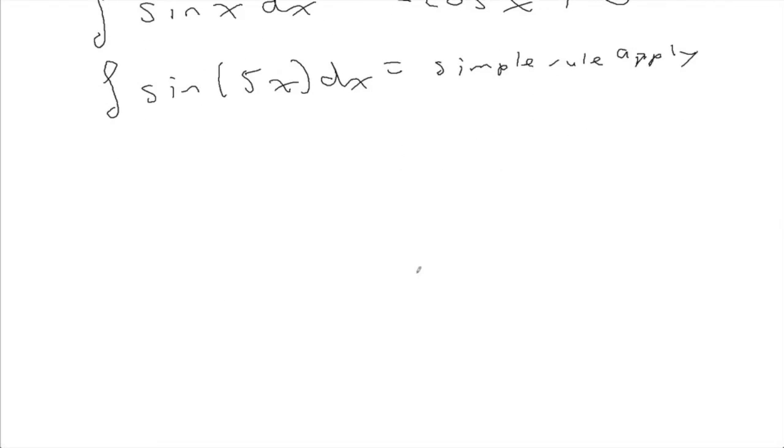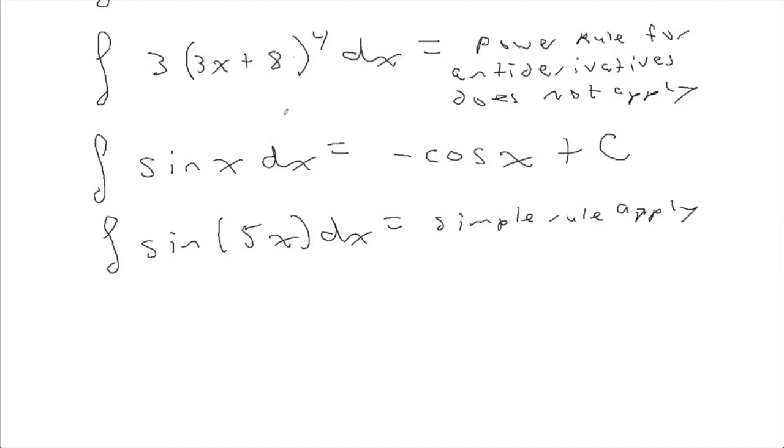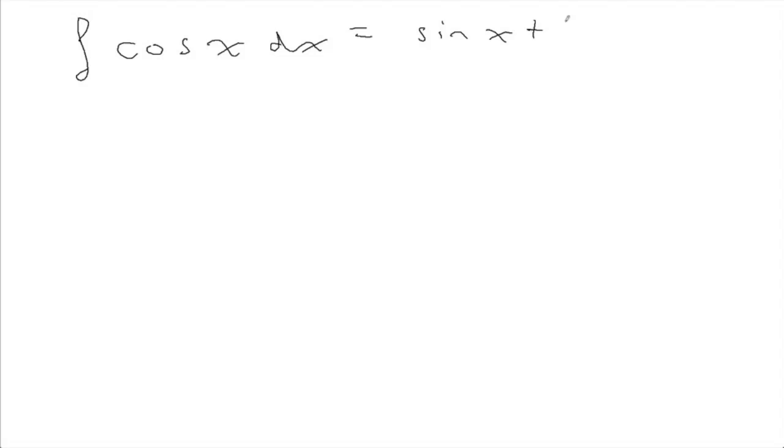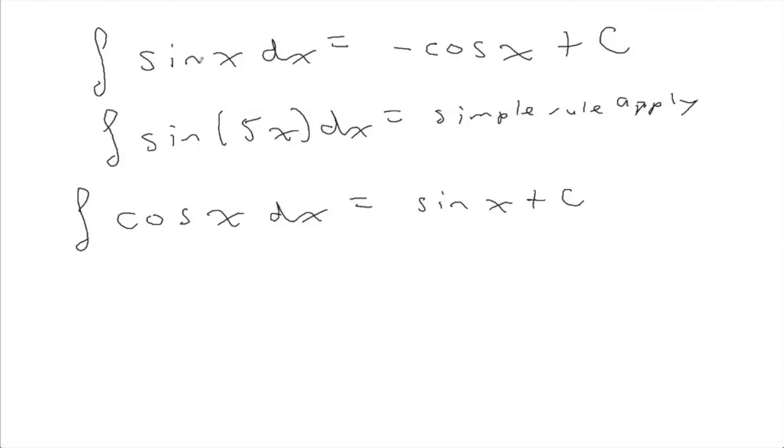Okay, so we can see here the pattern that there's some antiderivatives we know how to find, and there's also some antiderivatives that we don't know how to find. Do we know how to find this antiderivative? Yep, it's sine of x plus c. So do we know how to find the antiderivative of sine? Yep. And do we know how to find the antiderivative of cosine? Mm-hmm.